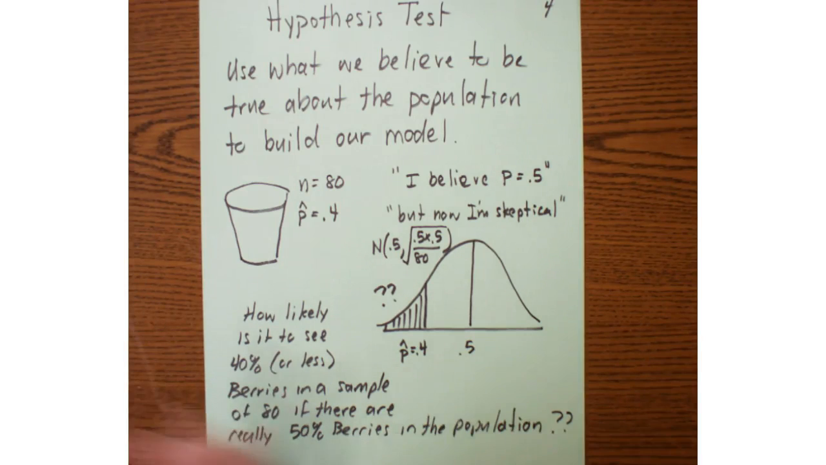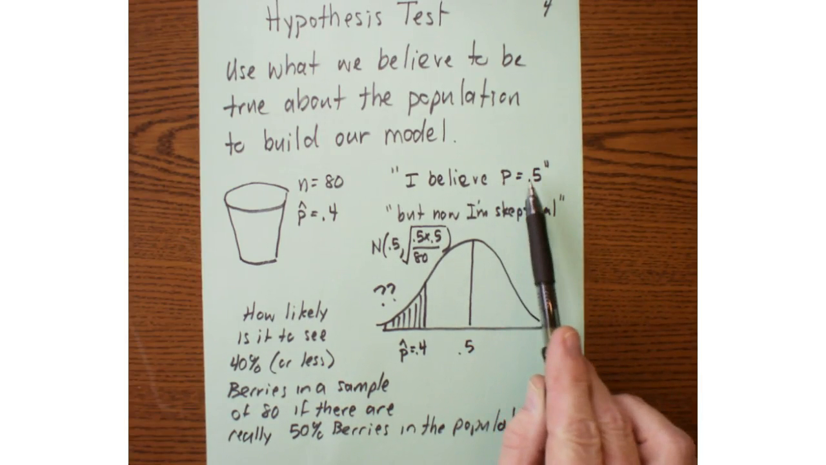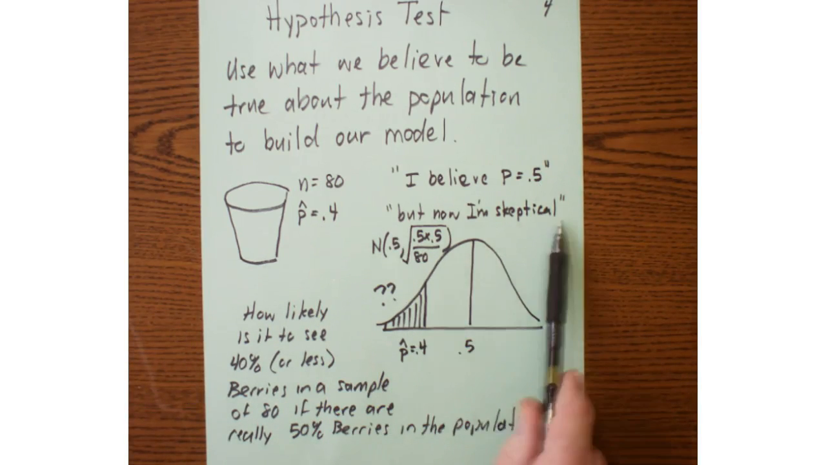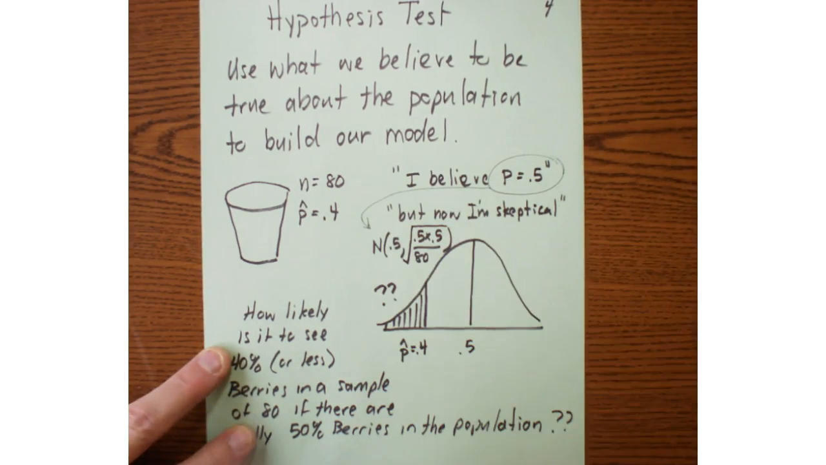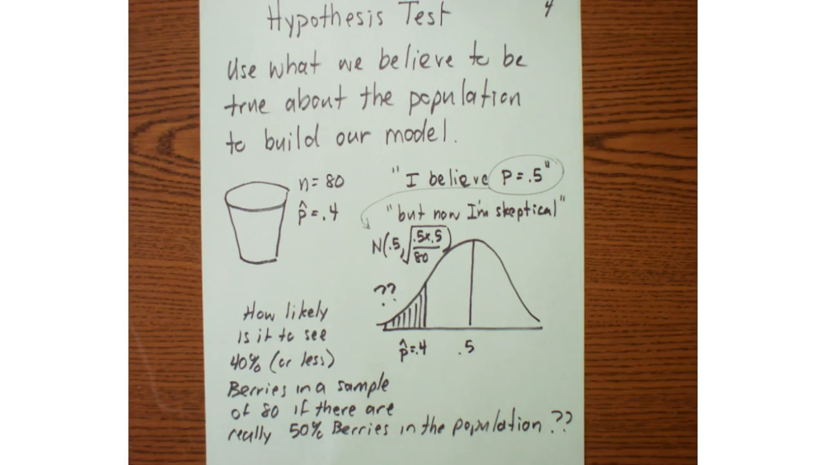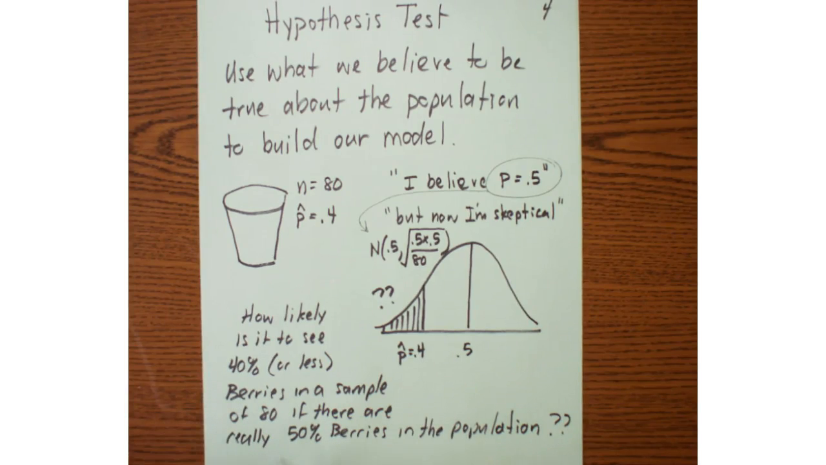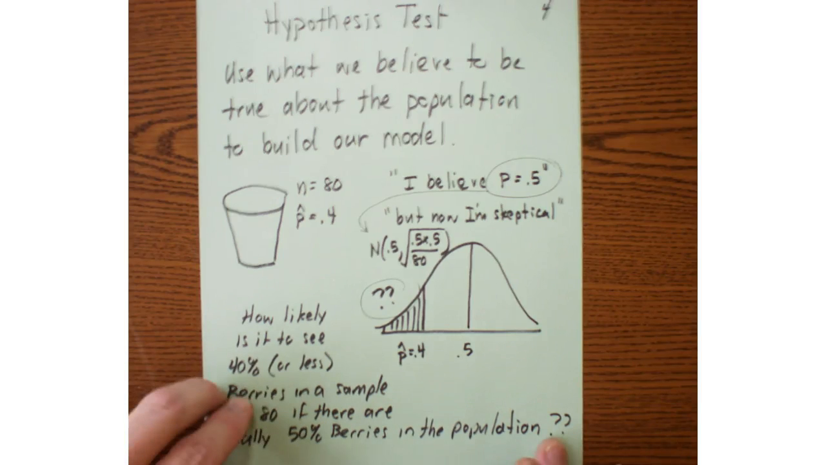So in a hypothesis test, I stand at my population proportion. I use what we believe to be true about the population and I build our model. So I believe that the proportion of berries in the population is 0.5, but because I have this sample that has 0.4 in it, I'm a little skeptical. But I still use my population proportion to build that normal model. And then in the normal model, I'm interested, how likely is it to see 40% or less berries in a sample of 80 if there really are 50% berries in the population? So I want to find out what that probability is.